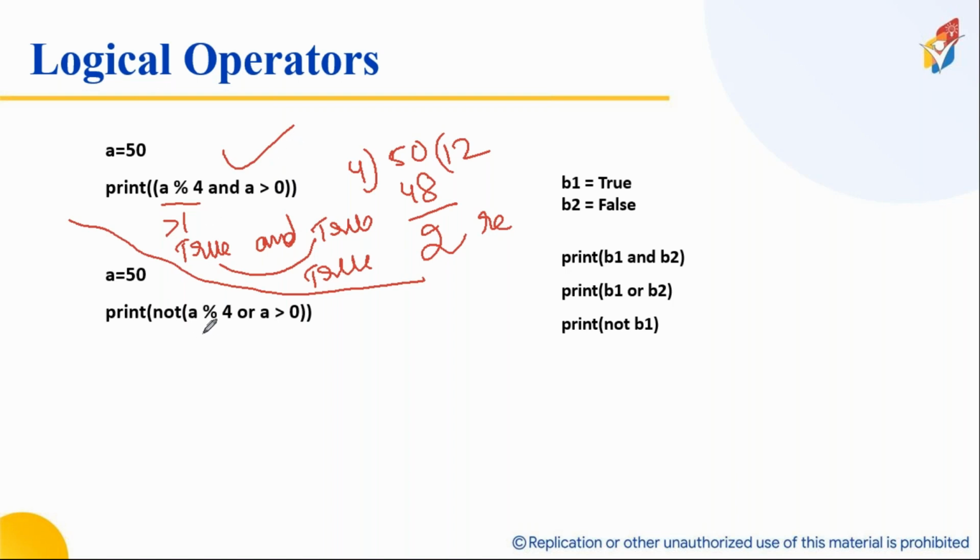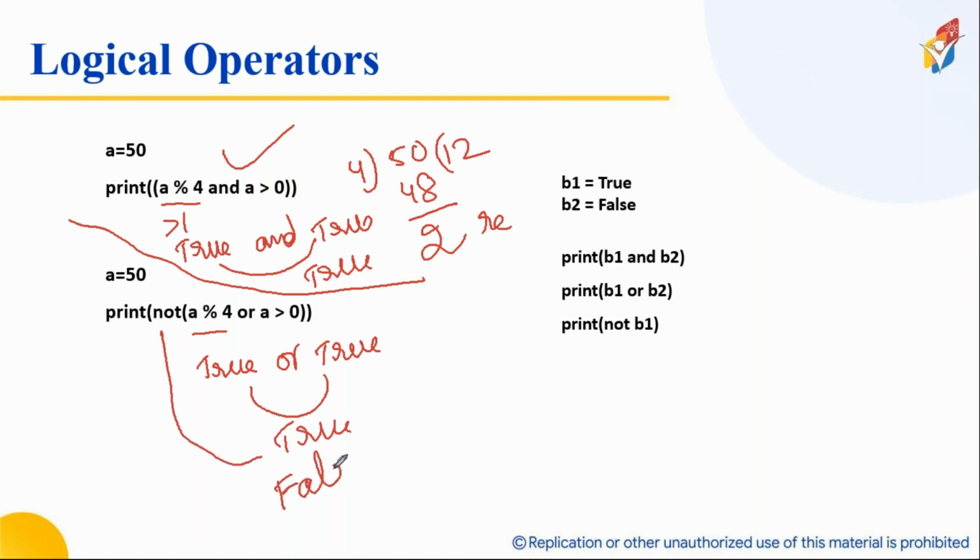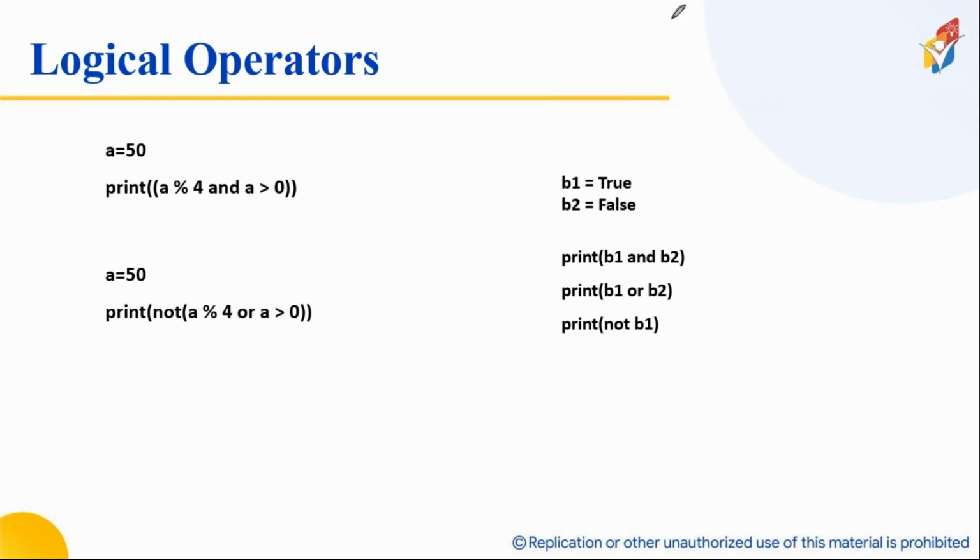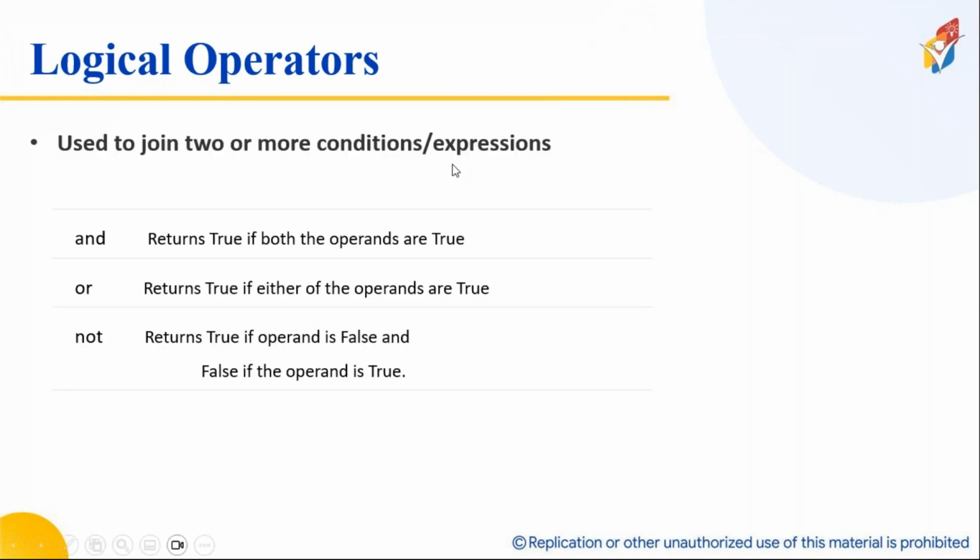Now, can I solve this? 50 mod 4 is true, or 50 greater than 0 is also true. Then true or true is true. Here, NOT of true, so the answer is false. I hope it is clear for everyone. Any queries? Shall I erase? Now, shall I go for the next operation? I hope everyone is good with the logical operators.